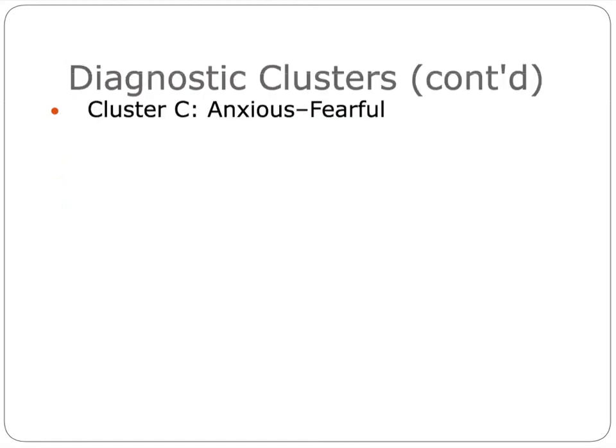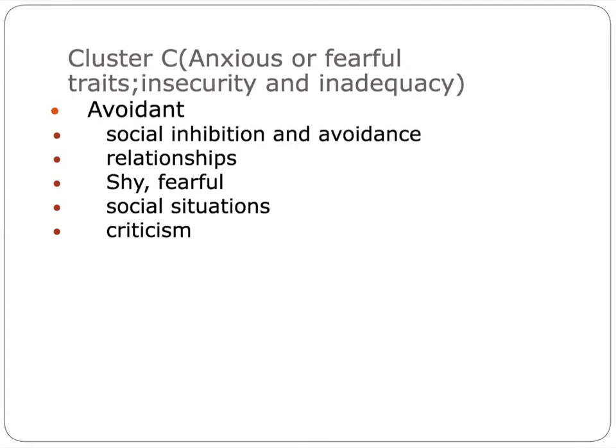The other cluster is cluster C, and this is anxious and fearful. These individuals are very avoidant. You have the dependent, and you have the obsessive compulsive. With the avoidant, social inhibition, they avoid all situations that require any type of interpersonal contact. They want close relationships, but they're not comfortable with it. They feel very insecure and inadequate. They're very shy, very fearful. They have this massive fear of rejection. They often are very anxious in a social situation. They're very uncomfortable with it, and they're overly sensitive to criticism.